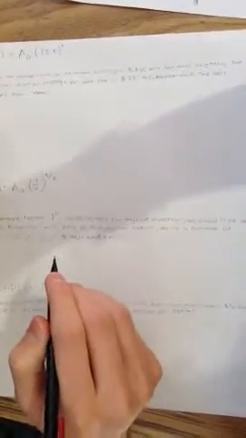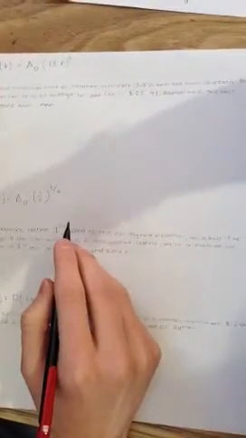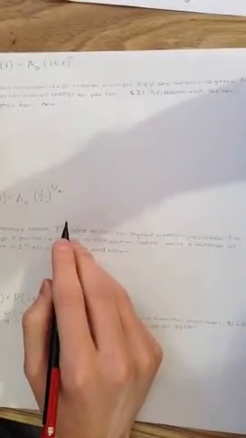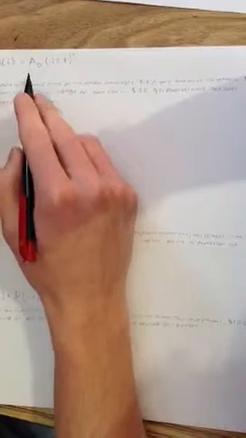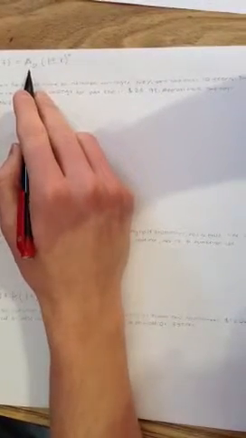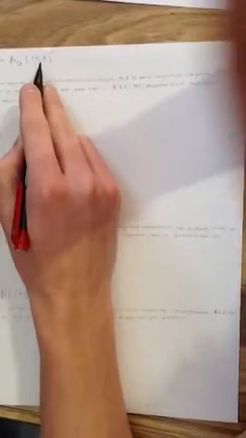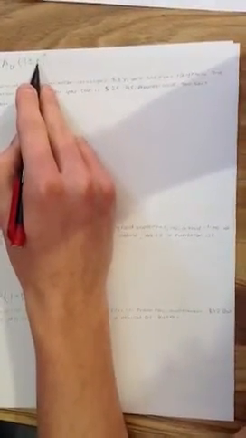This formula is, as you can see here, A of t, which is the amount at time t, equals A naught, which is the initial amount, parentheses 1 plus or minus, depending if it's growing or decaying, r, which is the rate of change, parentheses, to the power of t, which is time.